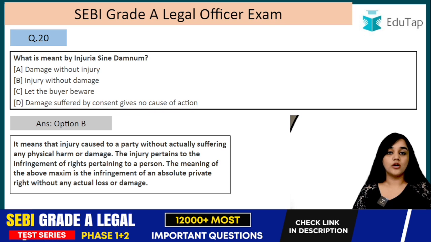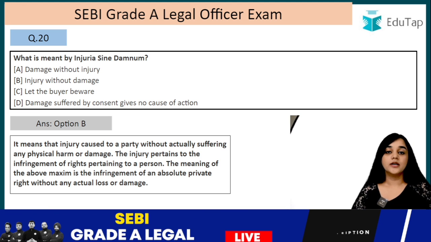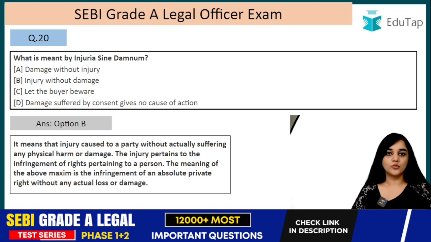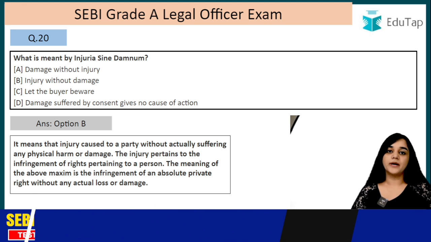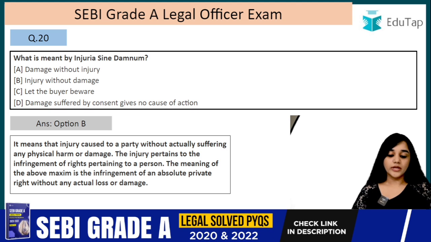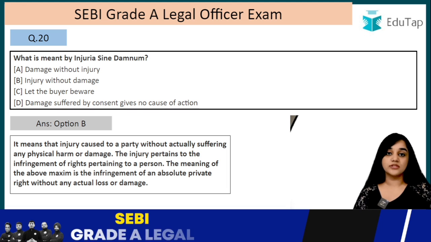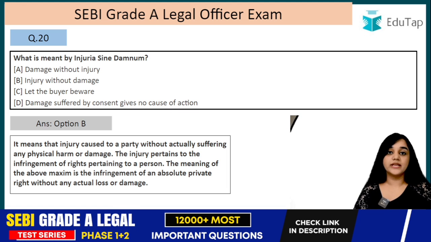For example, you all must have read the case of Ashby versus White, in which a person was going to cast his vote to his favorite representative, but he was not allowed to cast that vote, right? So here his right got infringed, but at the same time, that representative won. So in this case, no actual damage was caused, but yes, his right was infringed, and that is why he was entitled to get damages. This is injuria sine damno, when your legal right is infringed but no actual harm is done.